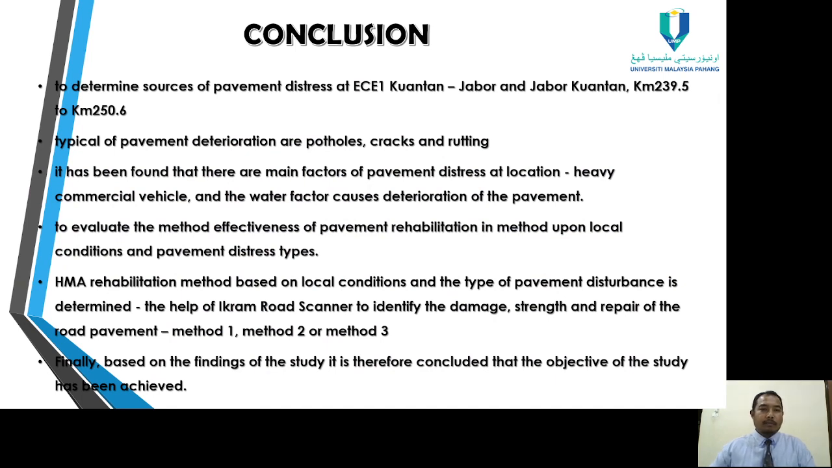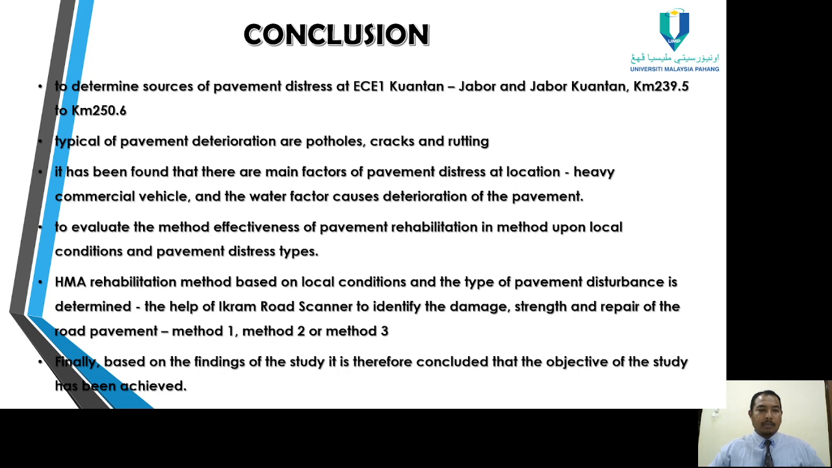Conclusion. From this project, we can determine the sort of pavement distress at East Coast Expressway Phase 1 Kuantan Jabor and Jabor Kuantan. Typical pavement deterioration such as potholes, cracks, and rutting was observed at the site. It has been found that the main factors of pavement distress at the location were heavy commercial vehicles and water, which caused deterioration of the pavement.